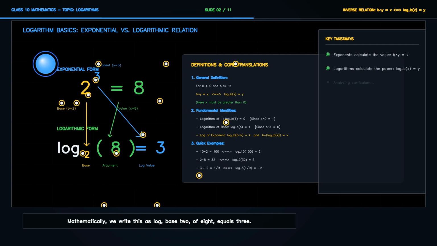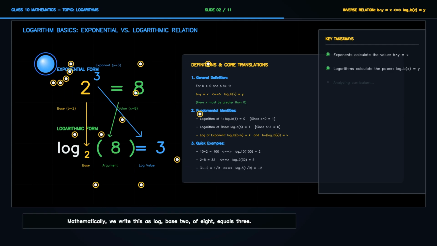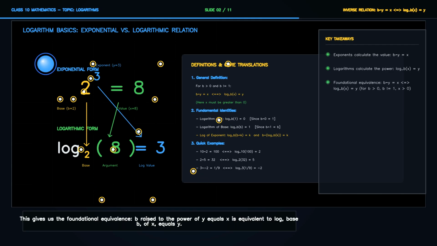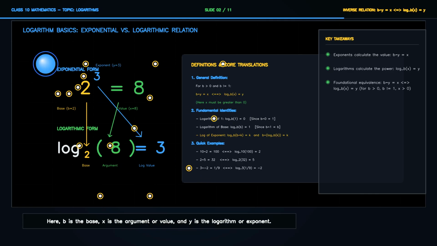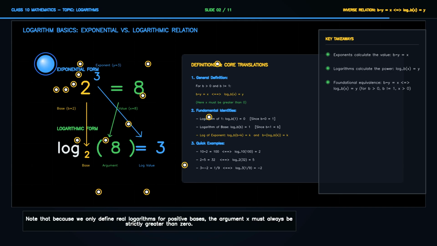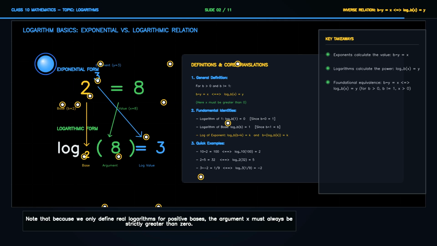This gives us the foundational equivalence. b raised to the power of y equals x is equivalent to log base b of x equals y. Here, b is the base, x is the argument or value, and y is the logarithm or exponent. Note that because we only define real logarithms for positive bases, the argument x must always be strictly greater than 0.